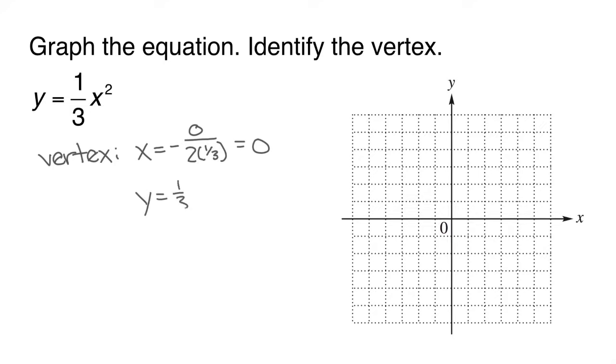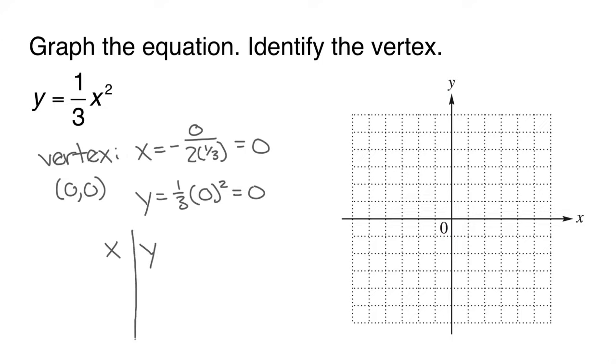y equals 1/3 times 0 squared, which is 0. And therefore, the vertex is the ordered pair (0, 0). In other words, the vertex is at the origin. Note that this is also where the graph crosses the x and y axis, and so this is also an x-intercept and a y-intercept. Let's find a few additional points.